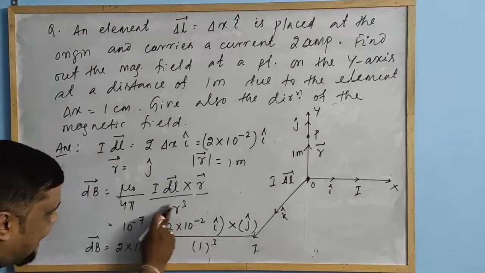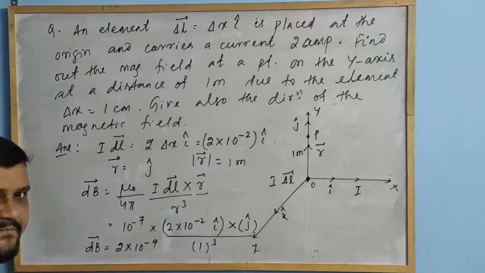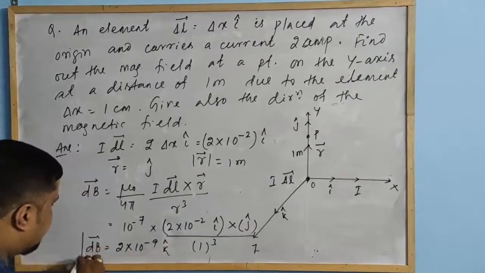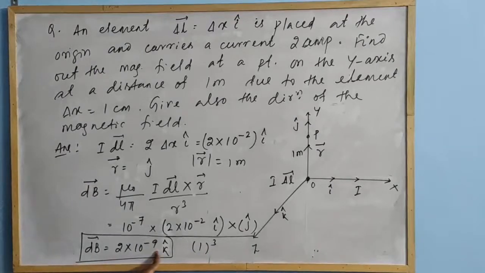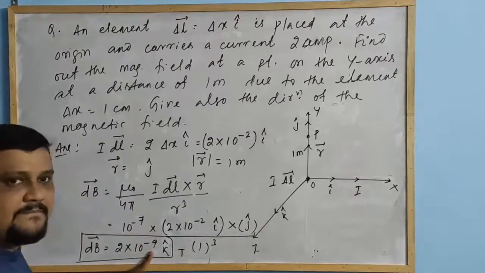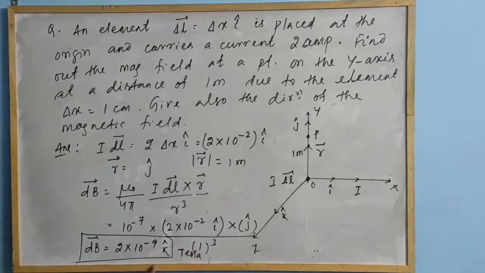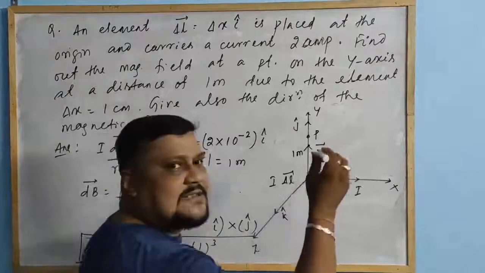And now this is the magnitude. 2 into 10 to the minus 9, 1 gets cancelled. i cap cross j cap is k cap. This is the answer. So this gives you the direction. The magnitude of this one is 2 into 10 to the power minus 9 Tesla. What is the unit? Tesla. And it is directed along the positive z-axis. k cap is what? Along this direction.